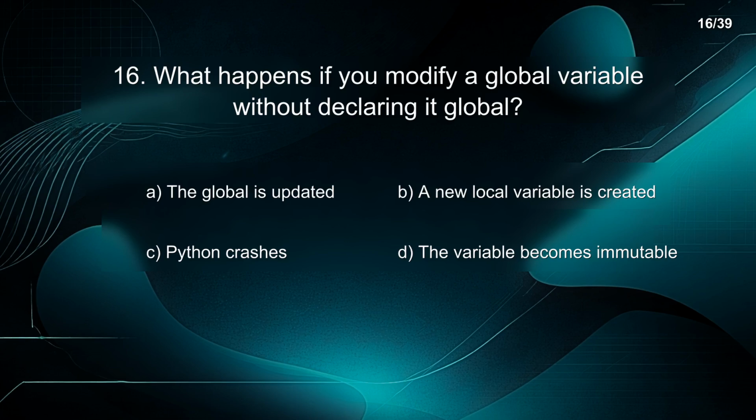16th question. What happens if you modify a global variable without declaring it global? A. The global is updated. B. A new local variable is created. C. Python crashes. D. The variable becomes immutable. Correct answer is B. A new local variable is created.